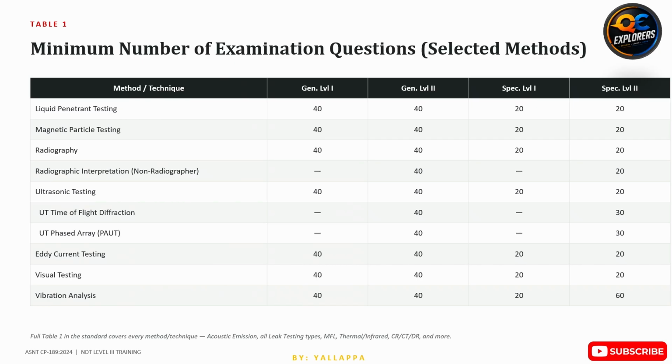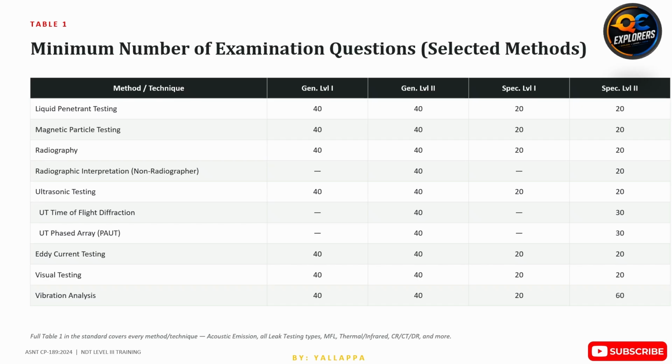In the previous slide, we learned that Level 1 and Level 2 certification requires 3 examinations: the general examination, the specific examination, and the practical examination. This slide introduces Table 1, which specifies the minimum number of written examination questions required for the general and specific examinations for selected NDT methods. Rather than memorizing every number individually, it's more useful to understand the pattern behind the table.